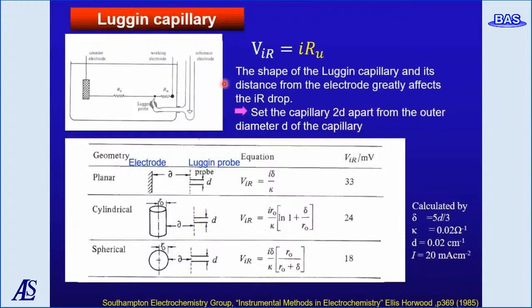The shape of the Luggin capillary and distance from the electrode greatly affect the IR drop. For this reason, it is recommended to set the Luggin capillary 2D apart from the electrode, where D is the outer diameter of the Luggin capillary. Not only the diameter of the capillary, but it also depends on the electrode geometry; a planar electrode is the most simple treatment.